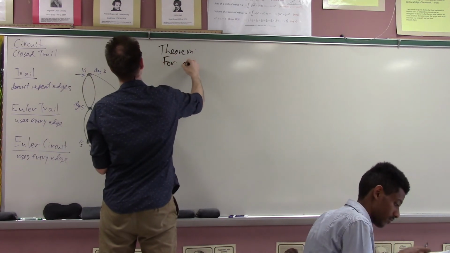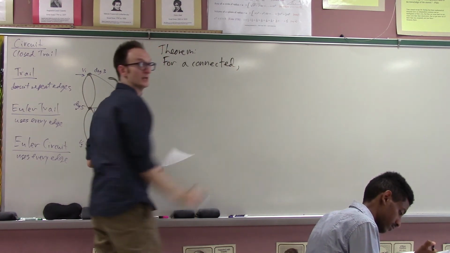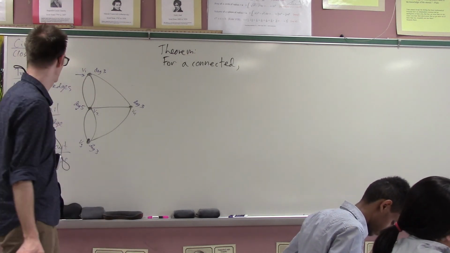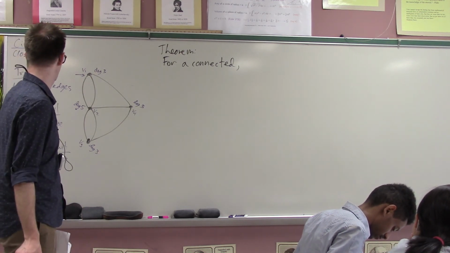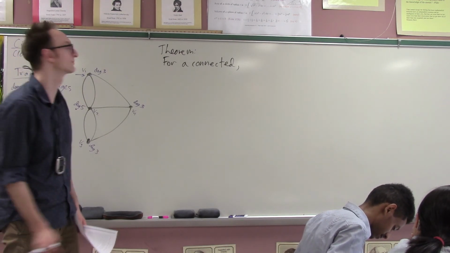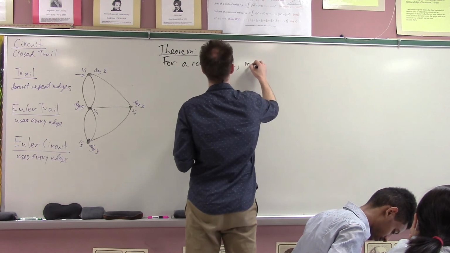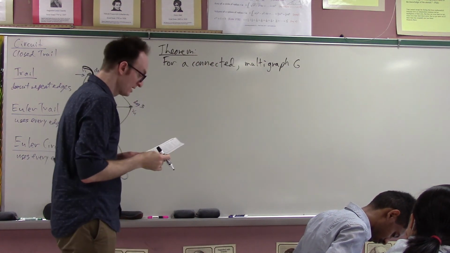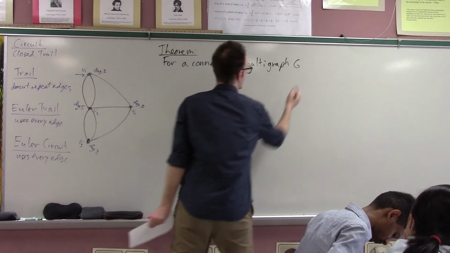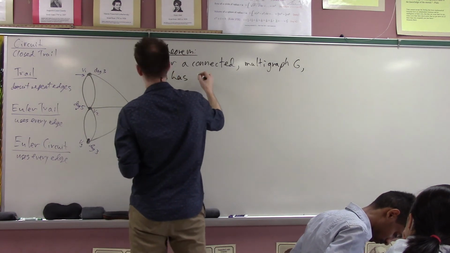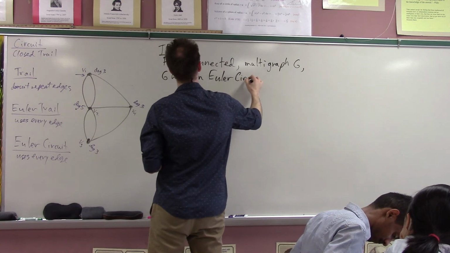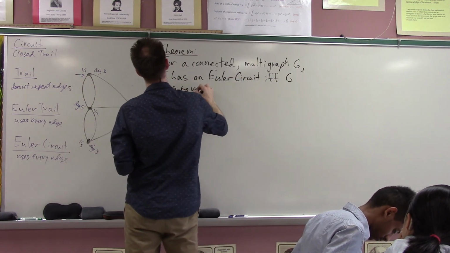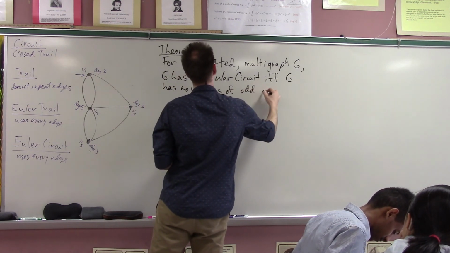For a connected graph, and why do we insist the graph be connected? Why is that a reasonable thing? Come on. If it's disconnected, there's just no Euler trail possible, of course, because we need to use every edge. So for a connected multigraph G, I'll use Gosset's terminology: G has an Euler circuit, and some people say the graph is therefore Eulerian, if and only if G has no vertices of odd degree.